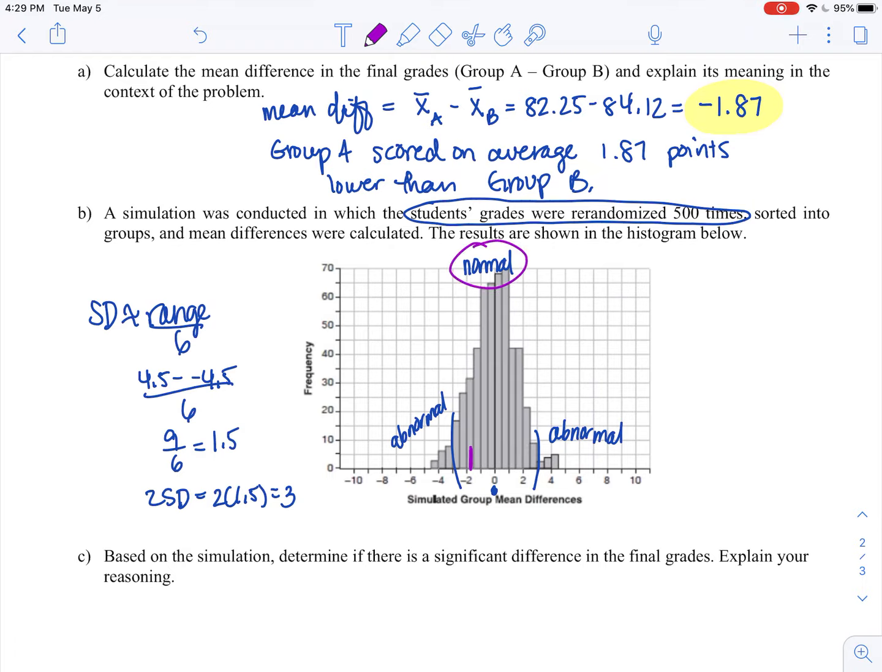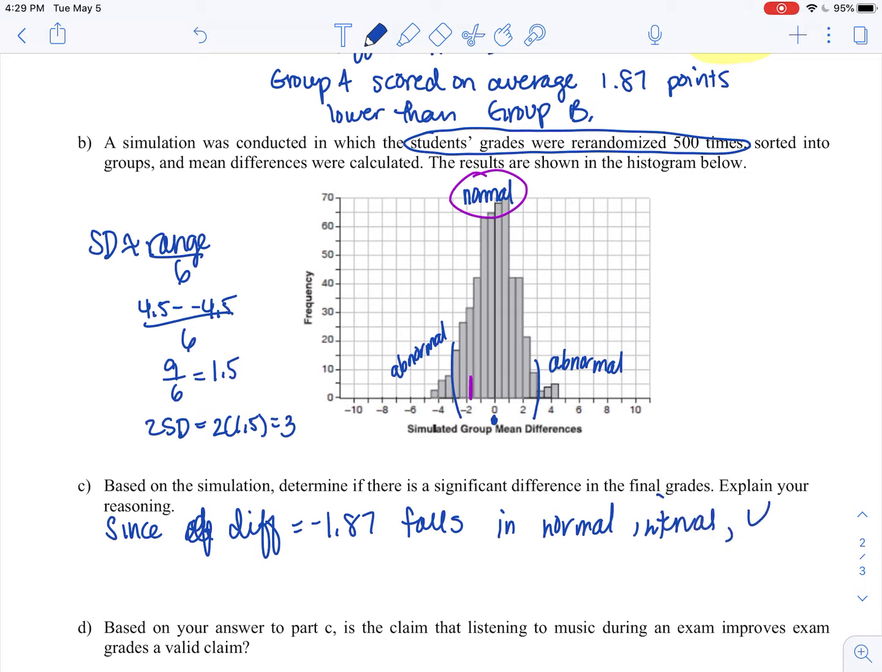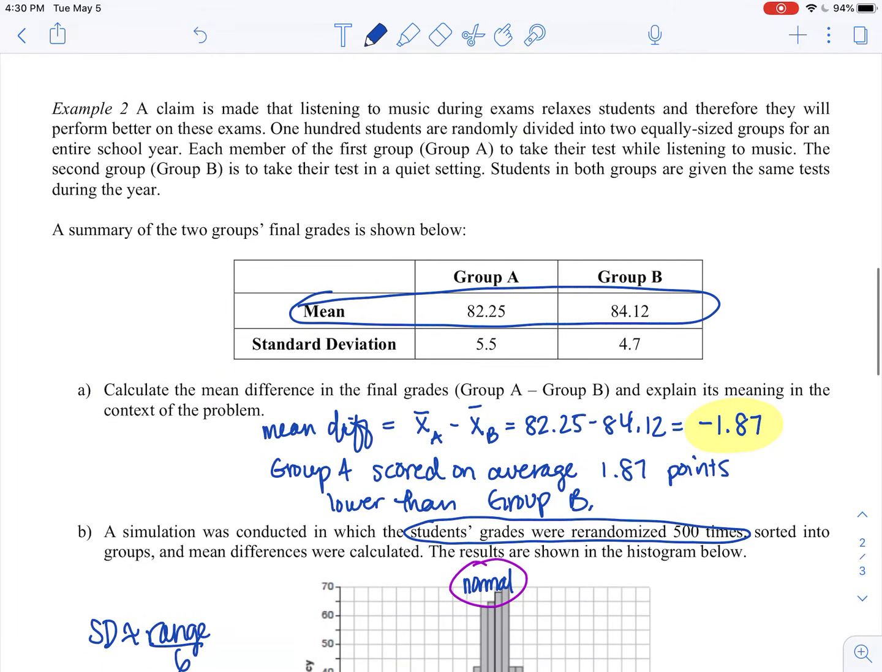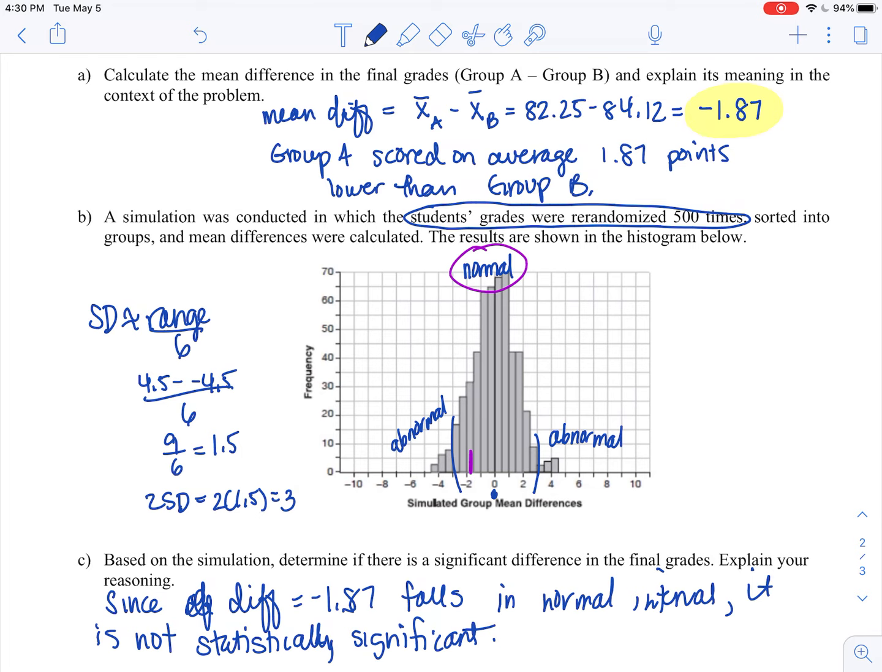Definitely within the normal range, and because it's within the normal range, it means it's probably just based on the way the two groups were broken up. It has nothing to do with the actual music, or you don't have enough data to prove that it's a result of the music. So you would say, since the difference of negative 1.87 falls in the normal interval, it is not statistically significant. And therefore, it's unlikely that listening to music actually had any result on the student test performance.